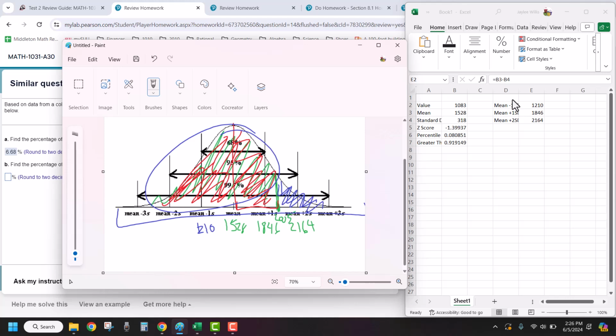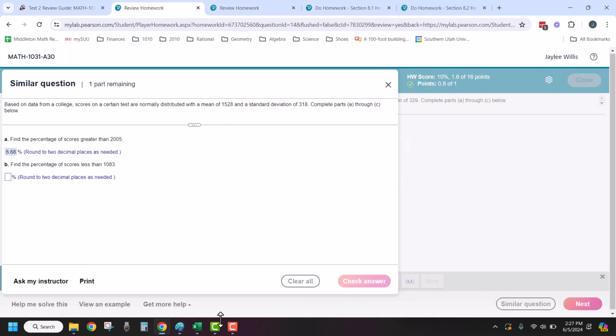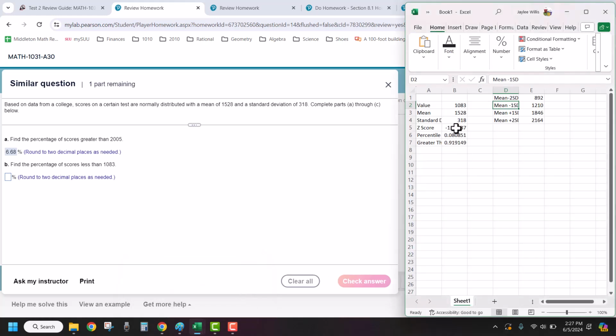And if I do the mean minus 2 standard deviations, so equals mean minus standard deviation twice, or you can do minus 2 times it, it should give you the same value. That would be 892. And this value that we're working with of 1083 is in between those two. So this z-score makes sense here.